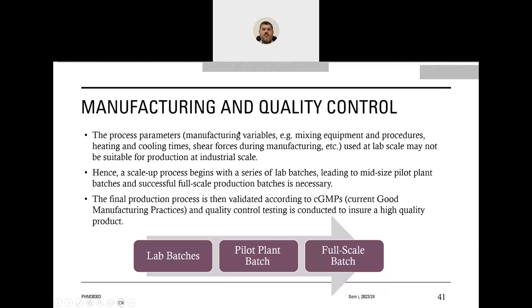in this manufacturing process, you are doing some mixing process, we say, for example. Okay? So what are the processing parameters, or what are the operating parameters for the equipment to do this process? Okay? Heating, cooling times, shear forces during manufacture, etc.